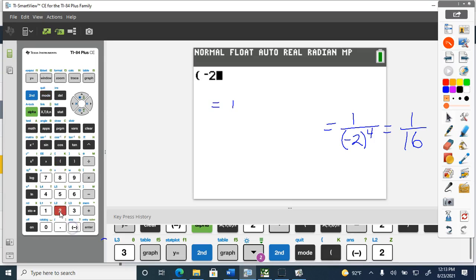Matter of fact, you didn't pass our calculator. You're supposed to get it. You're supposed to get it.